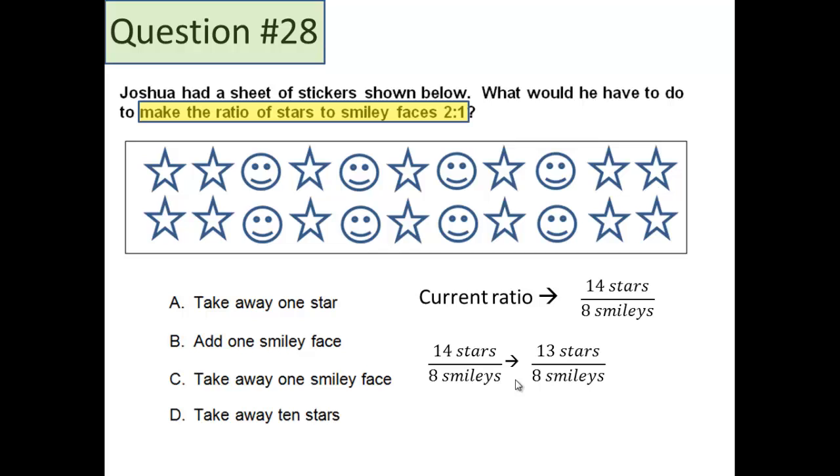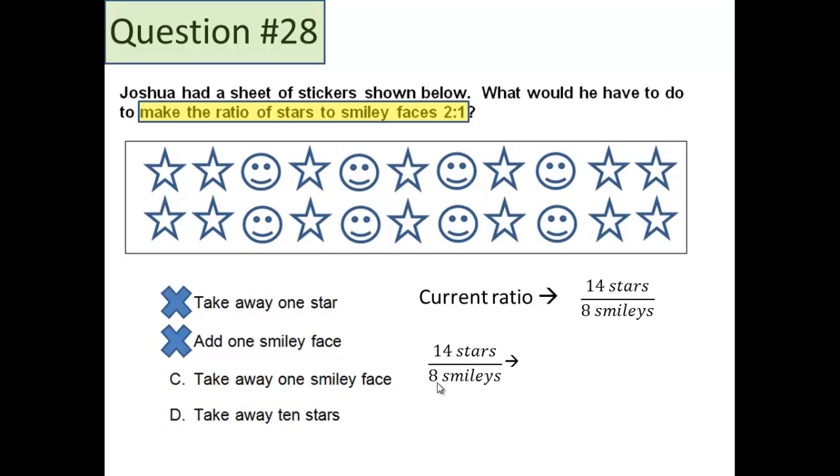Now, does that equal 2 to 1? No, you can't reduce that or anything. It's just 13 over 8. That's not even reducible. That's not the answer. See ya. Let's try letter B. Go back to our current ratio. That's what we started with. If you add a smiley, the 8 is now going to become a 9, and the 14 is not going to change. 14 stars to 9 smileys. Yeah, that doesn't reduce to 2 to 1 either. That's not going to work for us either.